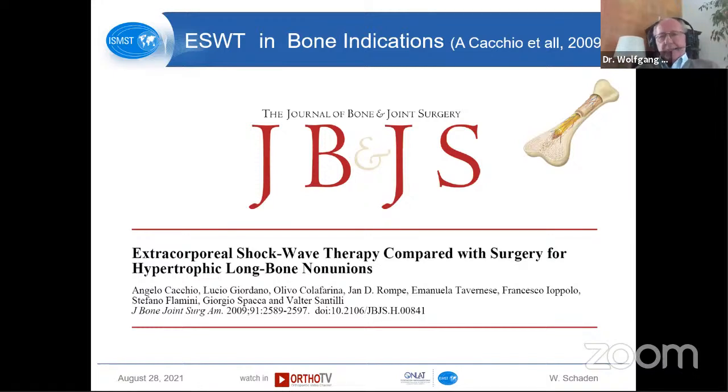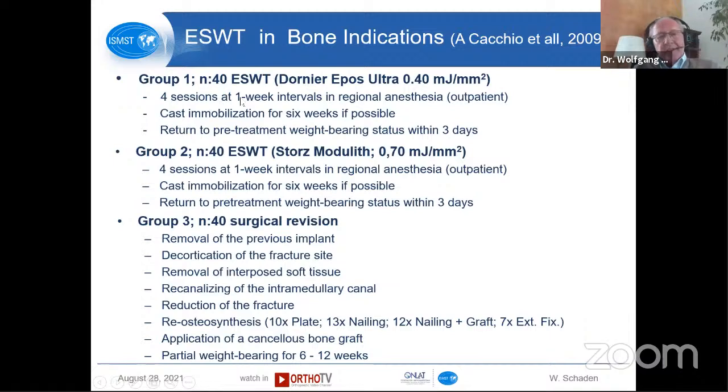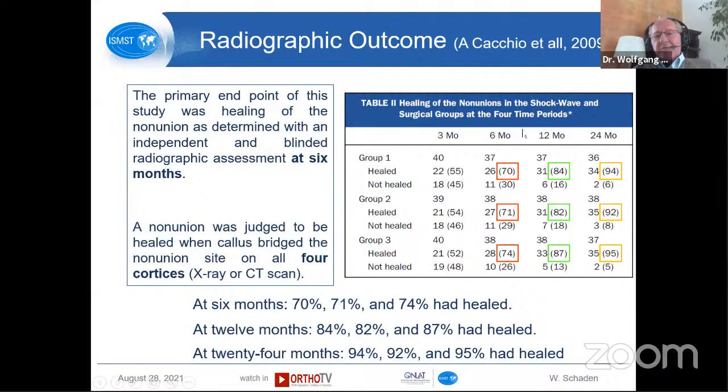I think one of the best publications, also in JBJS, is by Angelo Cacchio. He formed 3 groups, with 40 patients in each group. Two groups received shockwave, one at a certain energy level, 0.4 millijoule per square millimeter, and the second group with a different device, 0.7. Both devices are electromagnetic devices, and that's the reason for applying 4 sessions at weekly intervals. He compared this to a third group that had the traditional surgical treatment, as we all know, all over the world, with removal of the previous implant and so on. You know the procedure. Let's have a look at the results after 6 months. We see 70% healed in the first shockwave group, and in the second, 74%. No significant difference.